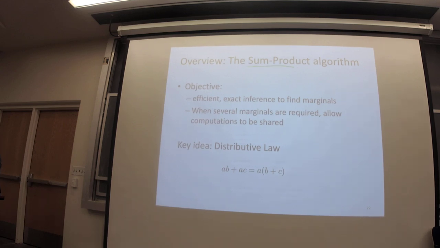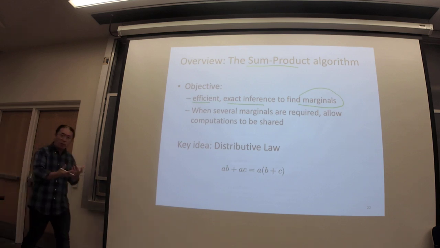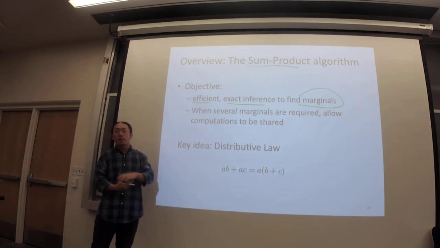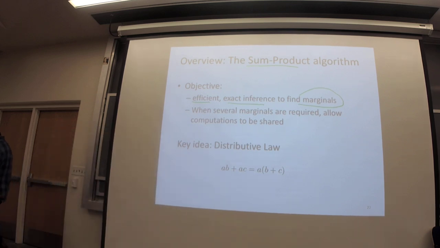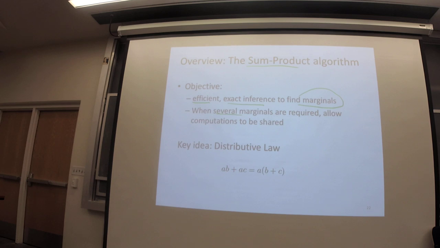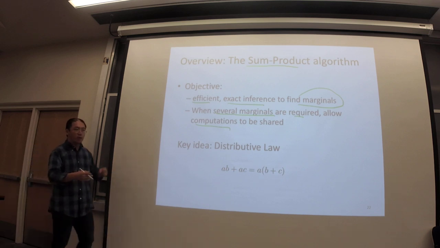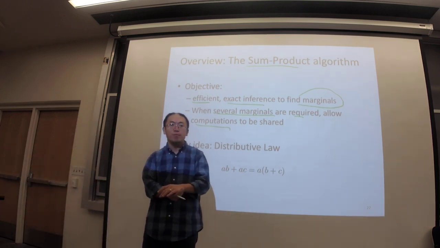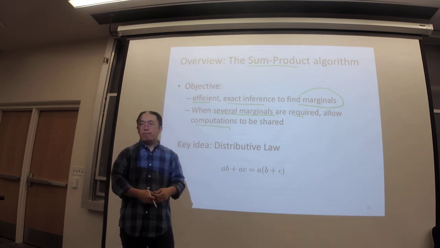So we're going to discuss this general sum product algorithm over the factor graph representation. The objective of this algorithm is to give an efficient exact inference to find marginals. Marginal means any marginal probability, the marginal probability for any node in this probabilistic graphical model. And when several marginals are required, we allow the computations to be shared. That means I don't need to run many times. For example, if I calculate the marginal probability P of x1 once, and then I want to calculate the marginal probability of x2, I do not need to calculate from scratch. I can reuse the results.